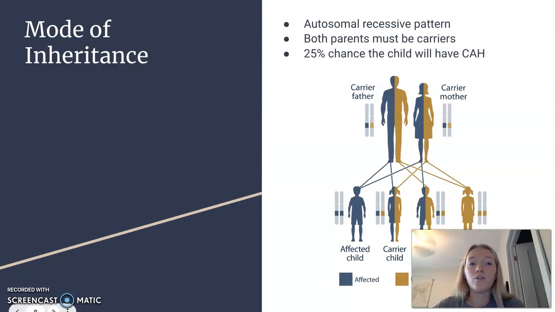And the other possibilities include an unaffected child, which is 1 out of 4. There's a 50% chance that the child will be a carrier, which would be the same as the parents, heterozygous, big A, little a, and an affected child would have to be homozygous recessive, which would be 2 little a's.